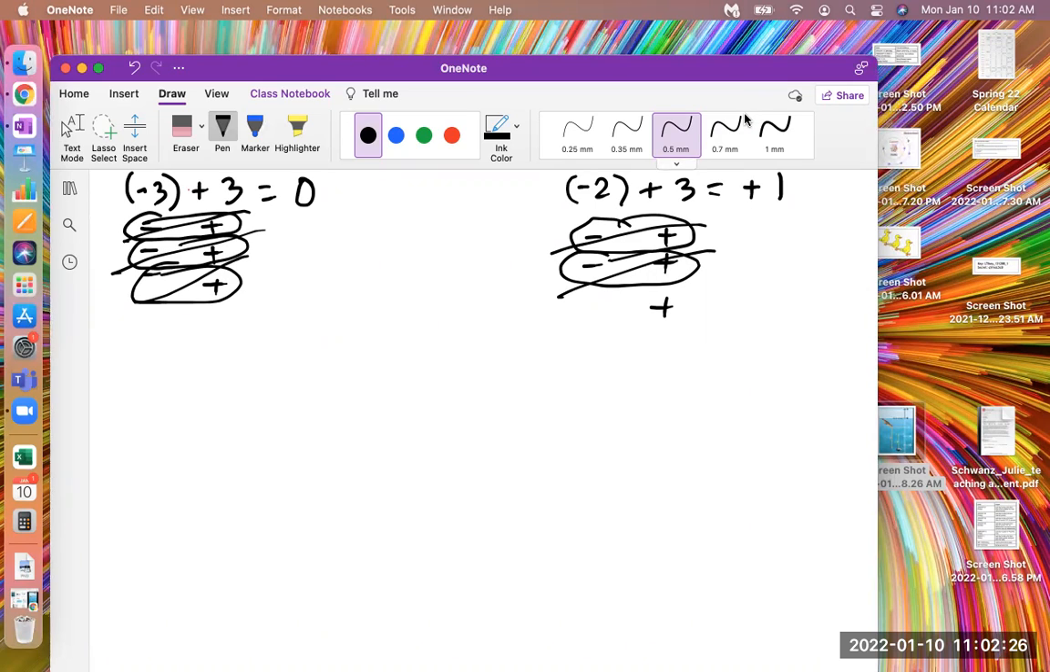So that's that idea that we need to hold on to. We need to hold on to these pictures when we are adding integers. Okay, so that's adding integers.